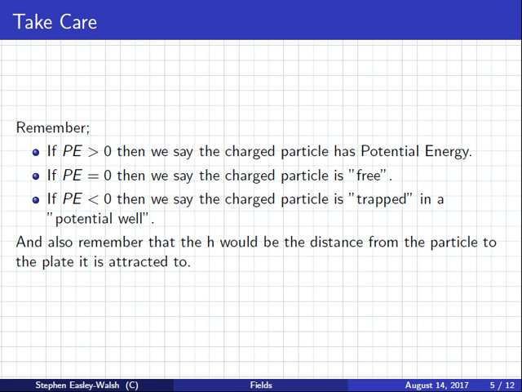Continue? You don't have to write everything down. You just have to say potential energy greater than zero has energy. Equals zero, free. Less than zero, trapped. What does trapped mean? This is not free.